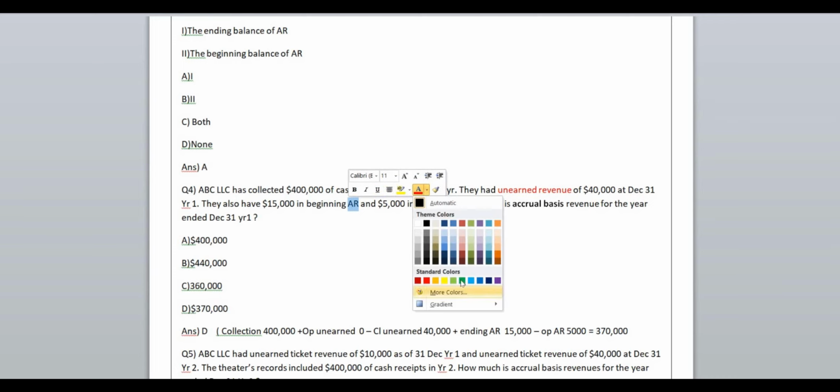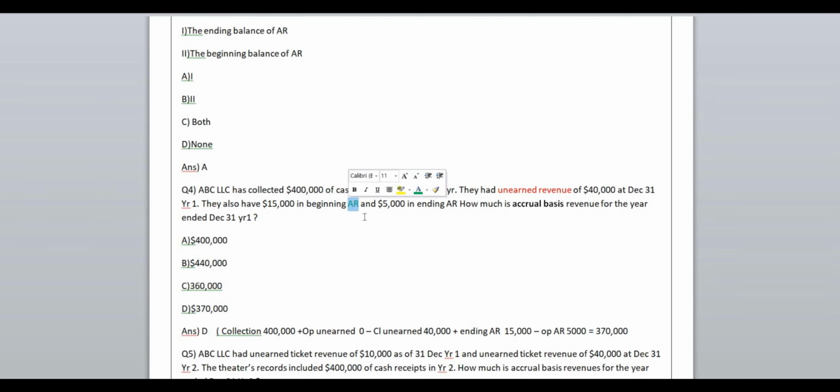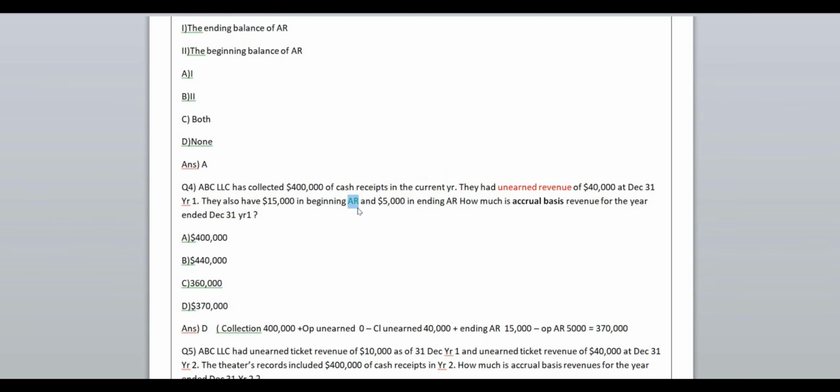Okay, so closing minus opening. Accounts receivable at the beginning stands at 15,000 and at the year end stands at 5,000. So accounts receivable is closing minus opening: 5,000 minus 15,000. So accounts receivable will be 10,000. And for unearned revenue, it is 40,000 at the closing. There is no opening balance, so we will assume that to be 0.